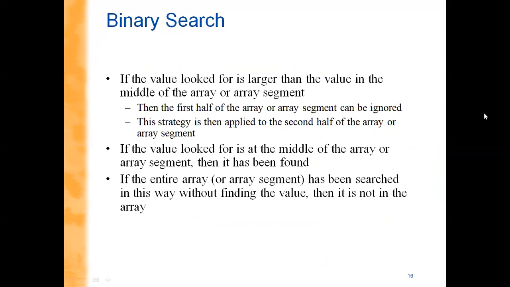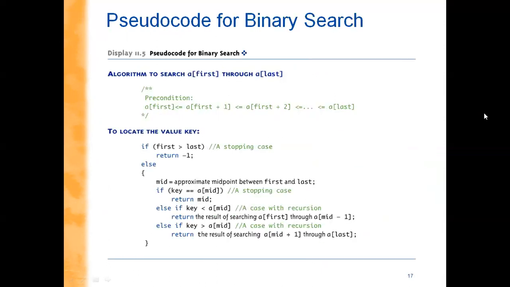If the value we look for is larger than the value in the middle, we take the upper array segment. This is the pseudocode for the binary search to locate a value. If your first value is greater than your last, then you will not enter the algorithm, else compute mid, the approximate midpoint. If key equals a mid, if your value is mid, then return mid, that is your search element. Else, if key is less than a mid, then return the result of searching key from first through mid minus 1. Else if key is greater than a mid, then you will call the second subarray.